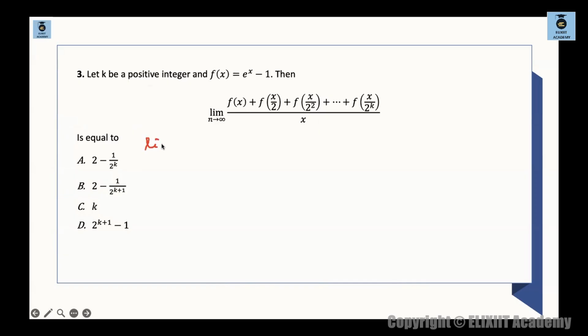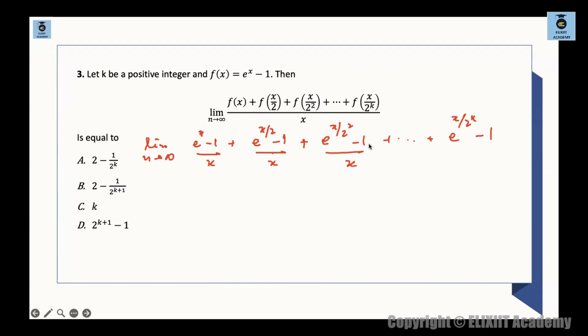So you just plug in the functions over here. Limit of f(x), which is e raised to the power of x minus 1, plus f(x/2), which is e raised to the power of x by 2 minus 1, then e raised to the power of x by 2 square minus 1, and so on. This continues till e raised to the power of x by 2 to the power of k minus 1, and divided by x. The best thing is to just divide by x on all of these terms, because you will get the pattern from here.